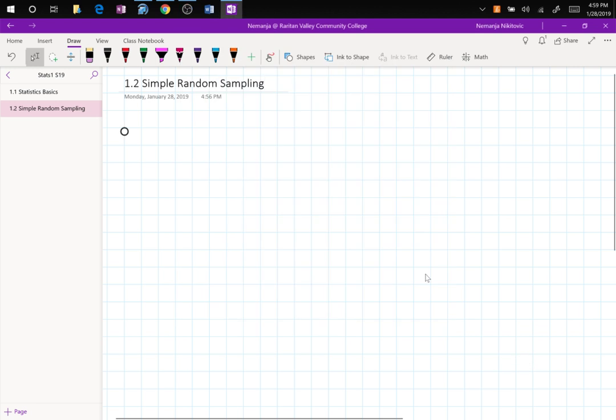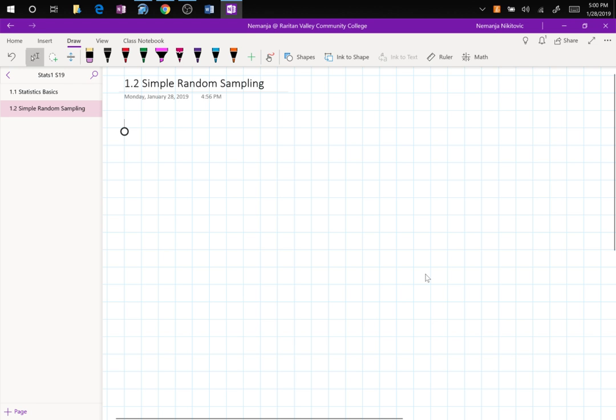Hello and welcome back to Statistics. We are talking about section 1.2 on sample and random sampling, simple random sampling. We're going to see the ways of obtaining samples and so on. So simple random sampling.